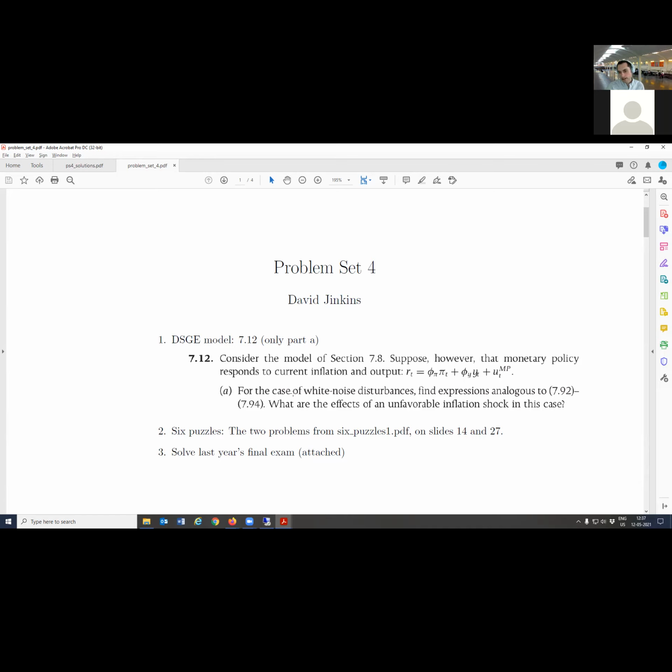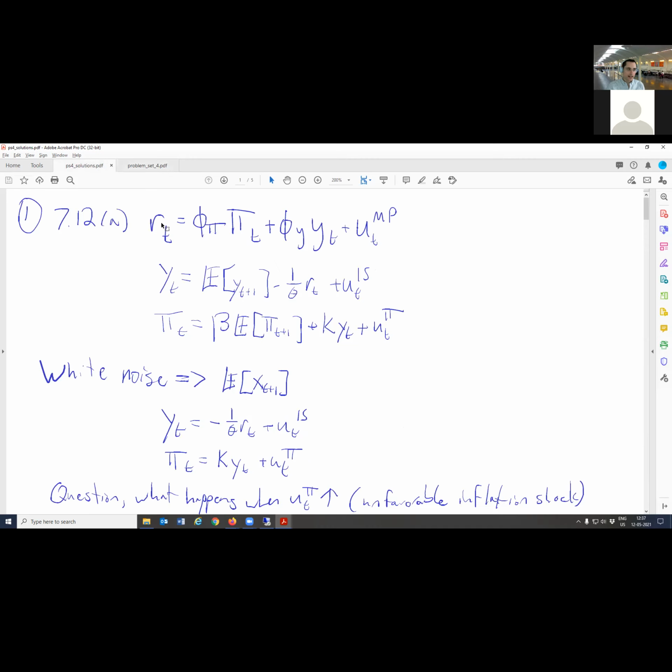Then what are we supposed to do? For the case of white noise disturbances, find expressions analogous to those in the textbook, where they show what happens when you have white noise disturbances. And then, what are the effects of an unfavorable inflation shock in this case? The first thing I did, and I think this is always good to do, is just to write down the 3 equations. This one is directly from the problem. And then these 2 come out of the textbook. These are the other 2 equations of the DSGE model in the textbook.